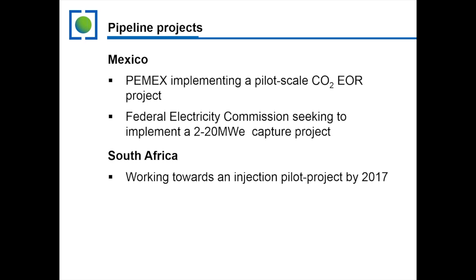Now, Mexico has a policy for utilising CO2 from their power plants, particularly their natural gas power plants, and utilising it for enhanced oil recovery in their depleting oil and gas fields on a commercial scale. So their national oil and gas company, Pemex, already has a pilot scale project utilising CO2 for enhanced oil recovery. But in addition, their national power company, the Federal Electricity Commission, is seeking to implement a 2 to 20 megawatt equivalent capture project using post-combustion technology on one of their natural gas power plants. They're currently seeking funding from the World Bank for that project, and that's currently making its way through the approval process.